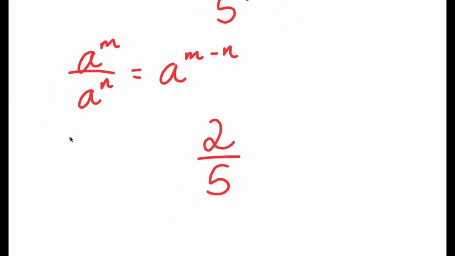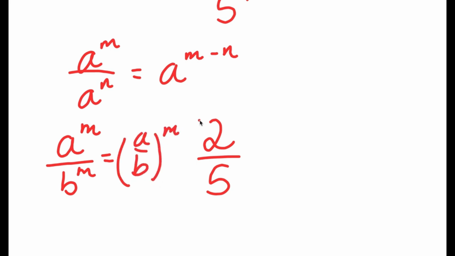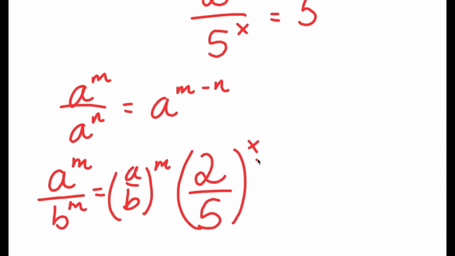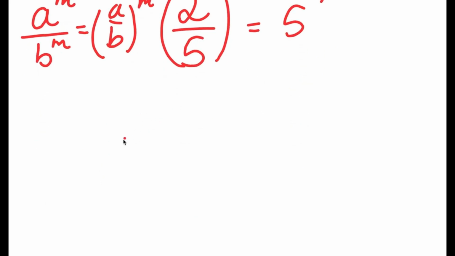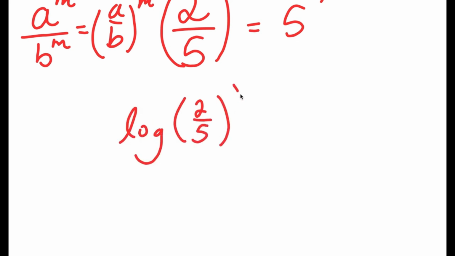And another property is that if I have something in the form a to the power of m over b to the power of m, this is equal to a over b to the power of m. So 2 over 5 to the power of x, and this is equal to 5 to the power of 7. Now from here, I'm going to take the log on both sides. So I get log 2 over 5 to the power of x is equal to log 5 to the power of 7.